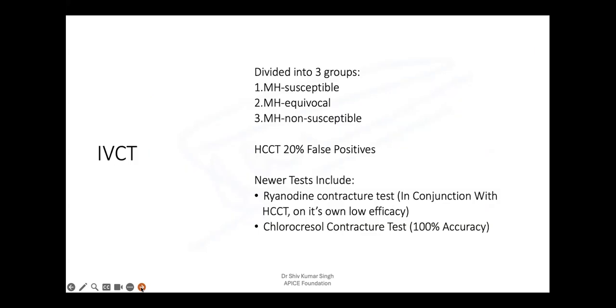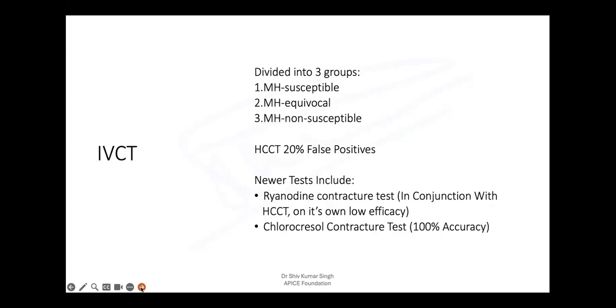Now, once you do the in vitro contracture testing, the patients can be divided into three groups. So they could be either MH susceptible, or they could be MH equivocal, so we don't know, may or may not be, or they can be non-susceptible, which is fine. Now, the halothane caffeine contracture testing can give 20% false positive. There is a newer test, the ryanodine contracture test, but again, it hasn't got very high efficacy, but can be used in conjunction with the halothane caffeine contracture testing.